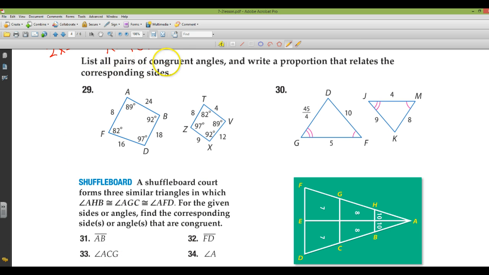For 29, list all pairs of congruent angles and write a proportion that relates to the corresponding sides. So we have angle A is congruent to angle V. We have that angle B is congruent to angle X. We have that angle D is congruent to angle Z. And we have that angle F is congruent to angle T.